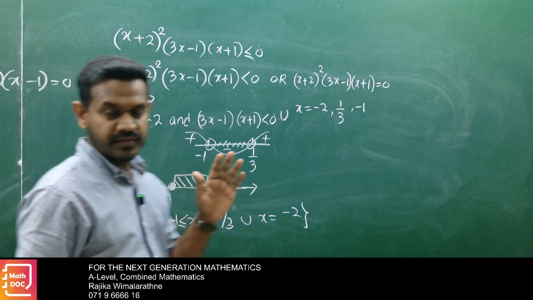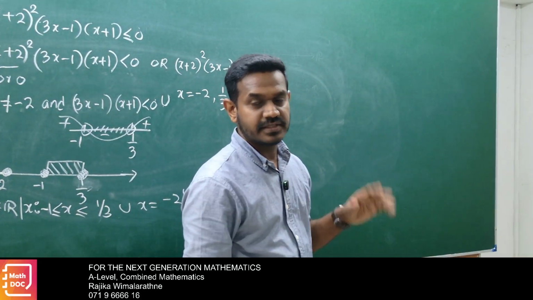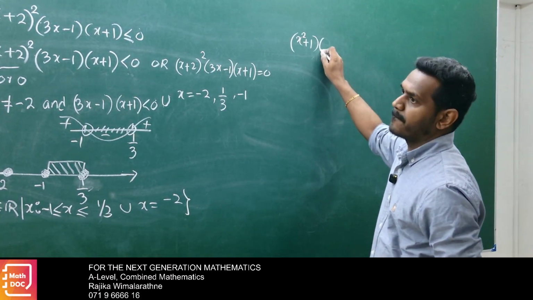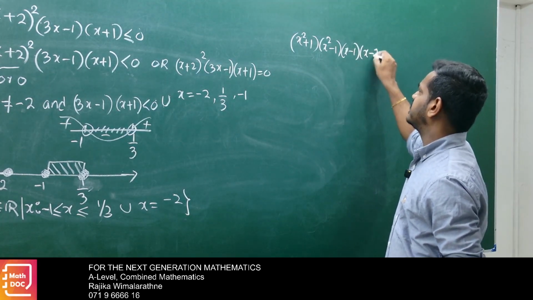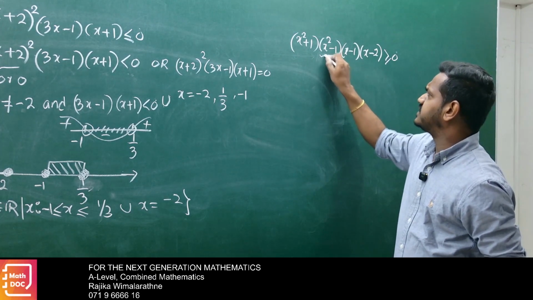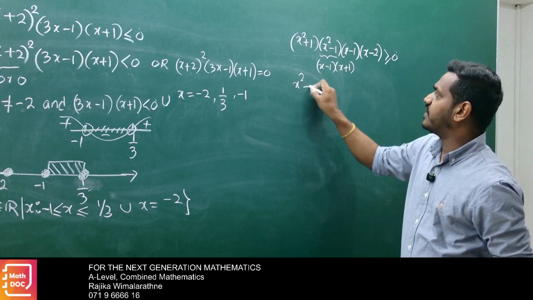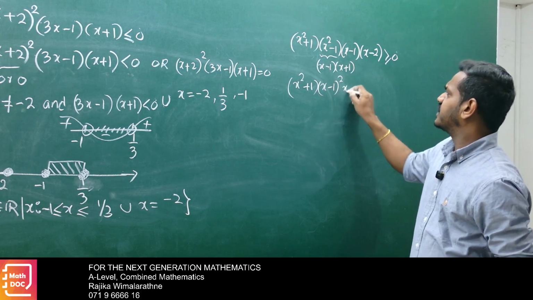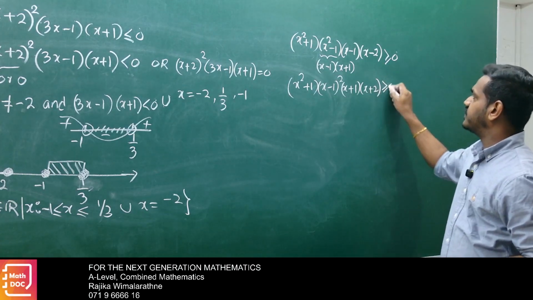Okay, then the last one. See this, (x square plus 1), (x square minus 1), (x minus 1), (x minus 2) greater than or equal 0. Then we can factorize this, (x minus 1), (x plus 1). Further you write, then x square plus 1, we have two x minus 1 terms, no? Then (x minus 1) square, (x plus 1), (x plus 2) greater than or equal 0.